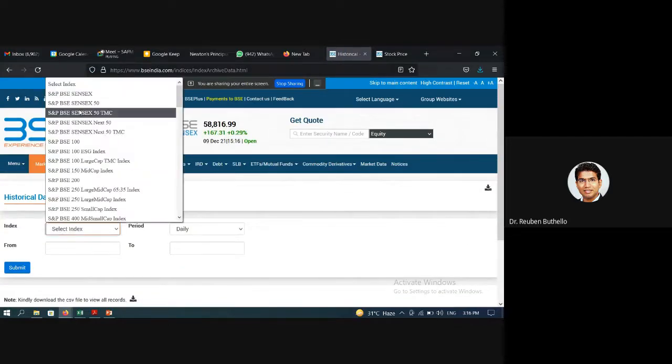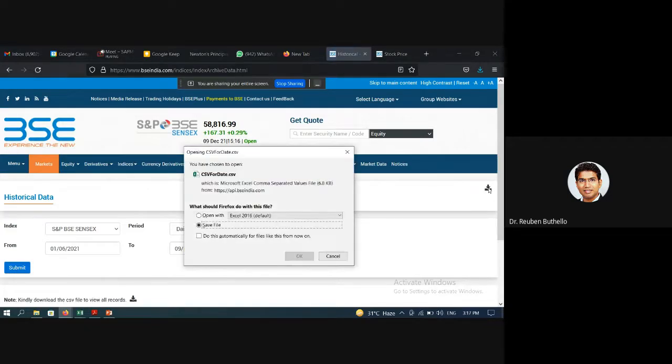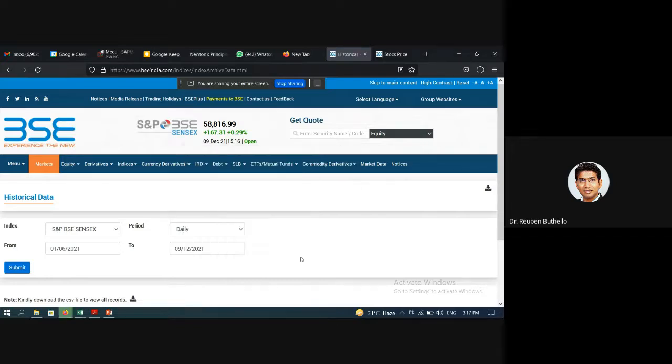I select the BSE Sensex. I choose daily, period is daily. Choose the exact same period from where you had started. So I go back to the 1st of June and go to the current date. I've selected. I download this file too. So the file has been downloaded now.